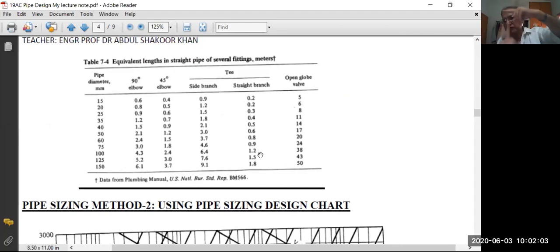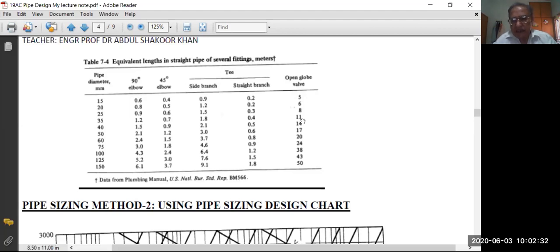This is a tee. Look, my two fingers make a tee. So the pipe flow is from this side. This is the straight branch, and downward it flows at 90 degrees. This is the side branch. Depending on the side branch and straight branch, you find out the pressure drop, the equivalent length of the elbows and tees.